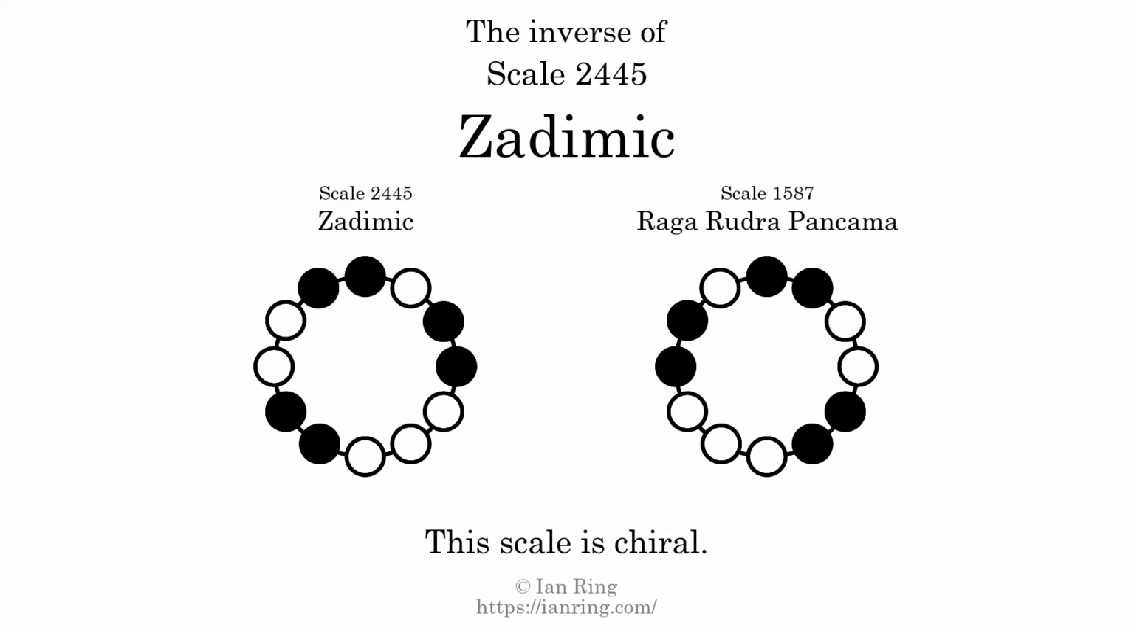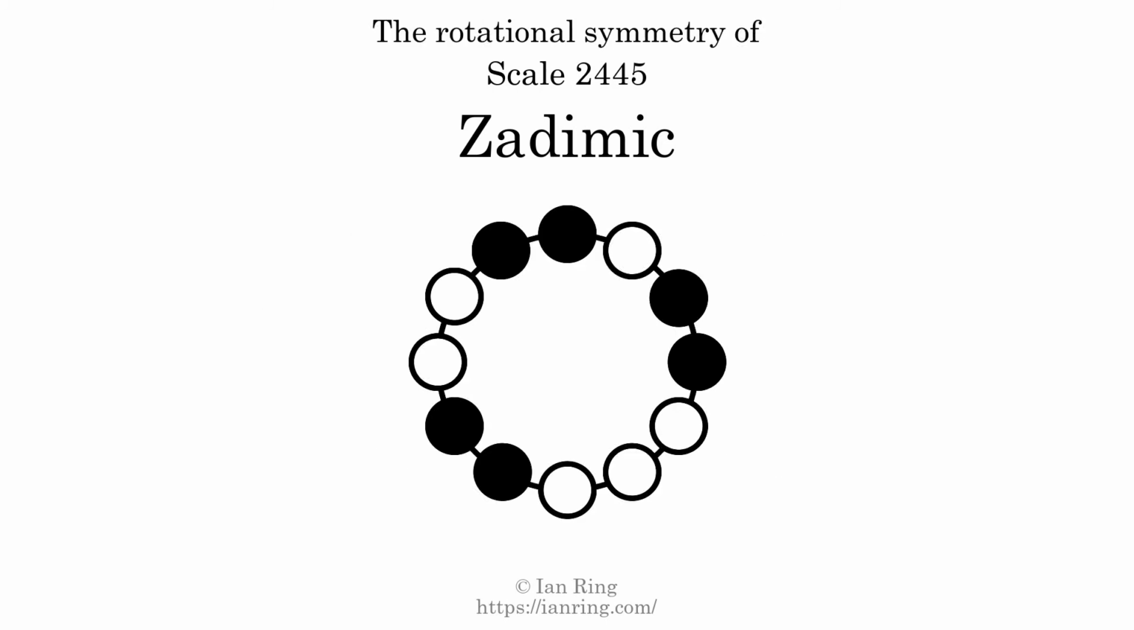The inverse of a scale is a mirror image. It is what you get when the sequence of intervals is reversed. The inverse of this scale is scale 1587, also known as Raga Rudra Pankama. This scale is chiral. It cannot transform into its inverse by rotational transformation. This scale has no rotational symmetry.